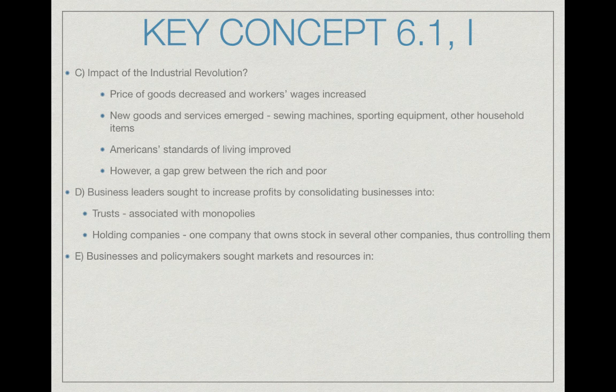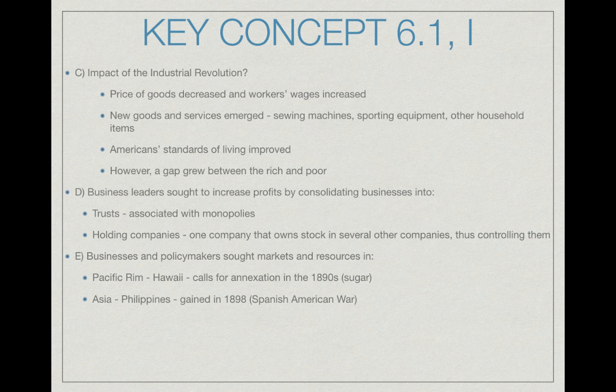Businesses and policymakers sought markets and resources not only in the U.S. but in other areas as well. For example, the Pacific Rim, we have in Hawaii calls for annexation in the 1890s because Hawaii was a huge producer of sugar and it will eventually be annexed by the United States.